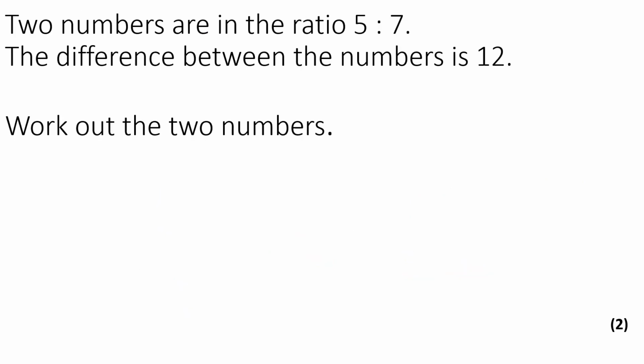Right, this is the last type of question that you may ask. So 2 numbers are in a ratio of 5 to 7. The difference between the numbers is 12. So difference between is 12. Work out the 2 numbers. So what we've got here is we have a ratio that has been simplified already, and we've currently got a difference of 2. So I've got 5 bits there, 7 bits there, so I've got a difference of 2. What it wants though is a difference of 12.